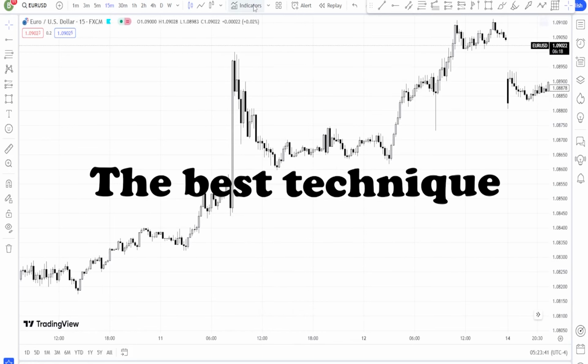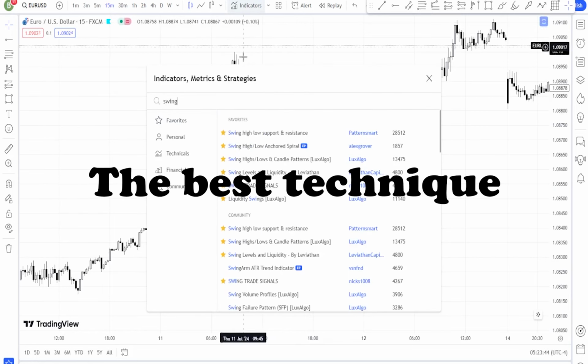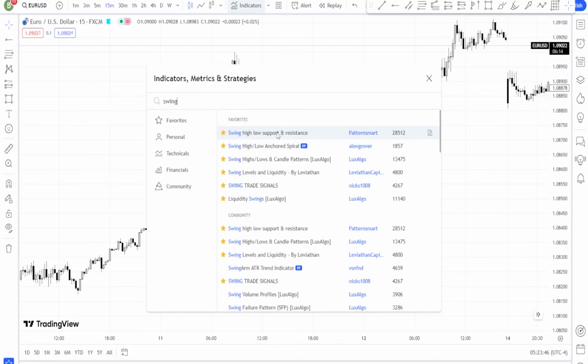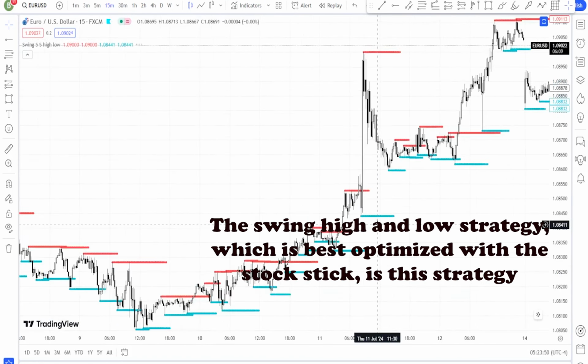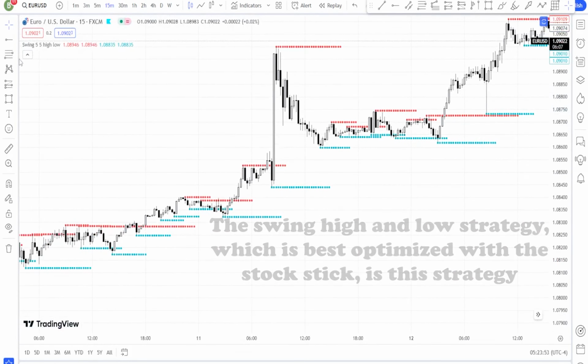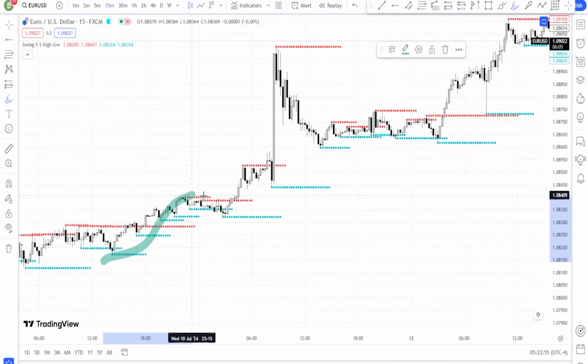Say goodbye to long hours of trading. With this scalping strategy, you'll be making fast profits in no time. So, what exactly is scalping? It's a trading strategy focused on making small profits from frequent trades within short time frames.